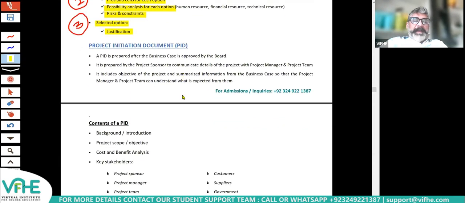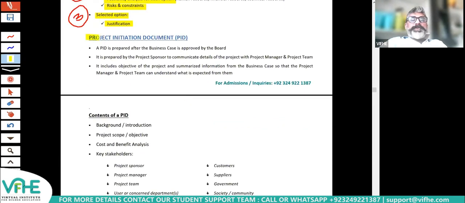Now, the second document is called Project Initiation Document. This is the second document. Which one is the first document in any project management? A business case. Based on the business case, the project will be either approved or rejected, correct? In case the project is approved, the second document is PID, Project Initiation Document.